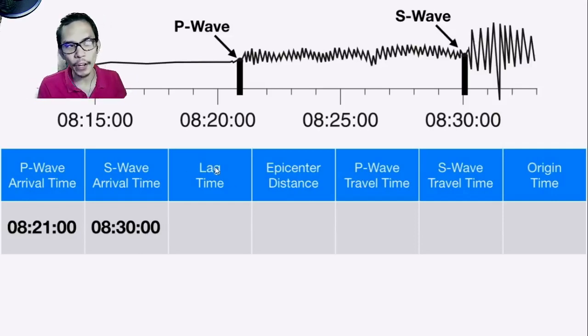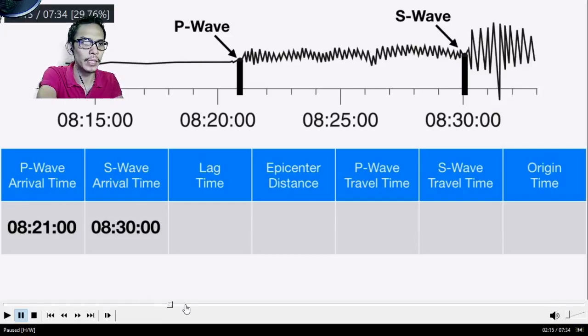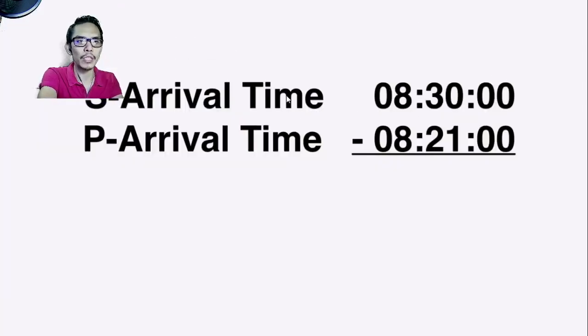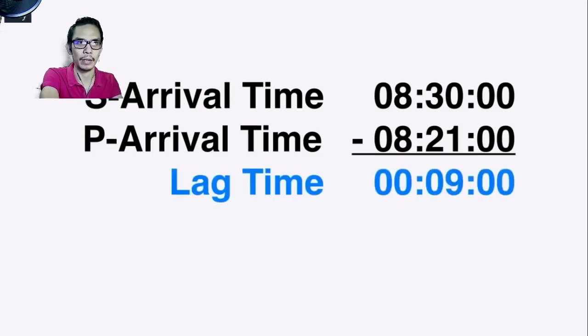Now, let's take a look at the lag time. The lag time is the difference between the S wave arrival time and the P wave arrival time. That's the gap of the arrival time between those two waves. So from its definition, the difference, you will subtract the P wave arrival time from the S wave arrival time. Subtracting 8:21 from 8:30, you will get 9 minutes.